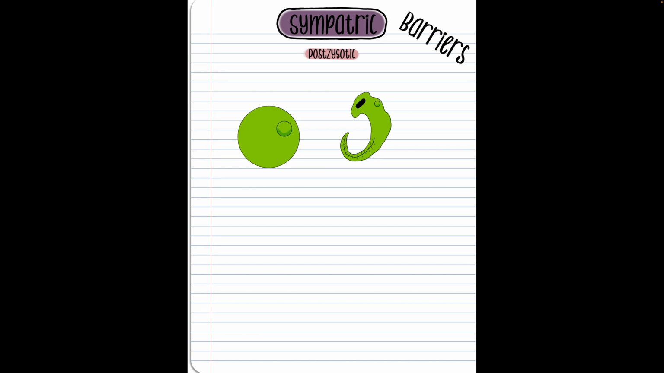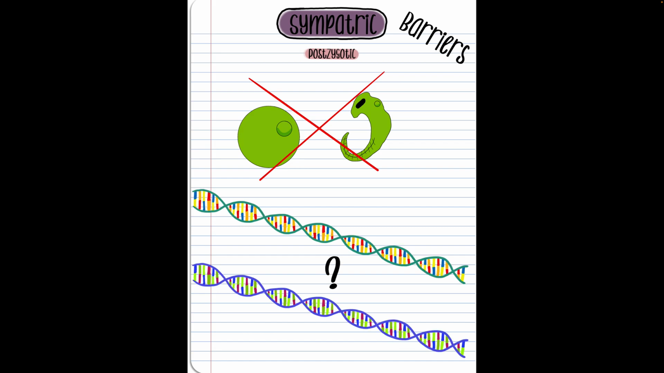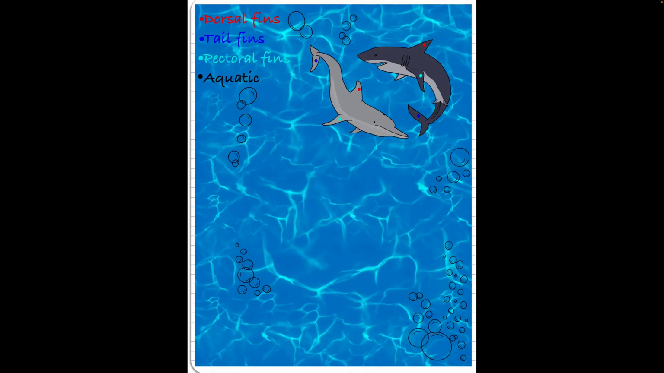Another barrier is reduced hybrid viability. This is when the fertilization occurs, but the embryo is basically too defective, so it will either lead to miscarriage, stillbirth, or the hybrid will only live for a few days. This is because the gametic genetic information is just too different to be compatible. Let's move under the sea, where we have dolphins and sharks.